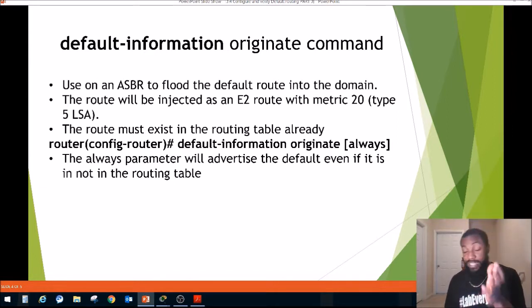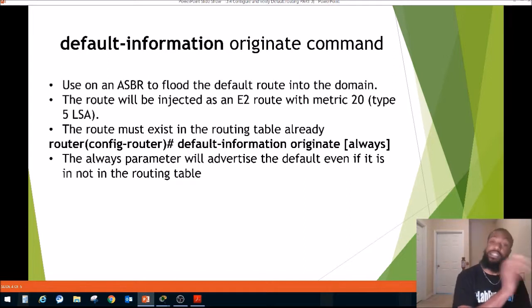The metric of 20 is kind of like a BGP route, really, because it's the same metric, but you're injecting that route, or sharing that route, to the domain. It's like saying, hey, look, this is how you get to the default route, basically.